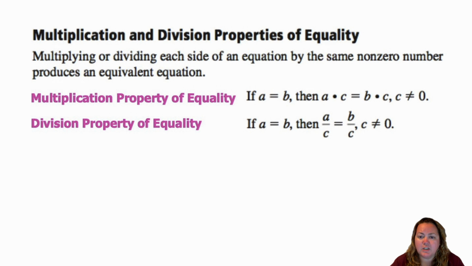The multiplication and division properties of equality say basically the same thing. If I multiply on one side of the equal sign, I have to multiply on the other side so that I keep things balanced. And same for division. If I divide one half of the equation by something, I have to divide the other half of the equation. I have to do it to all the parts so that the equal sign stays balanced.